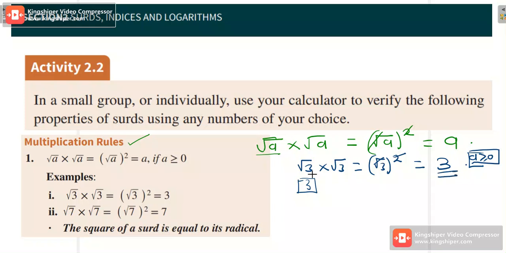The square of a square root, when you square a square root, the result is going to be the number under the root, which is called the radical. So for example, root of 10 all squared will give us 10, where the 10 is the radical, the number under the root sign.